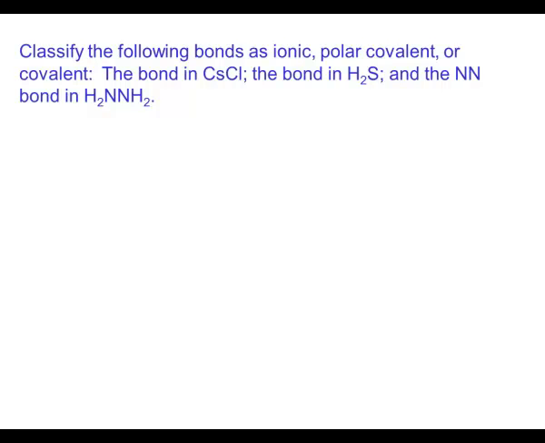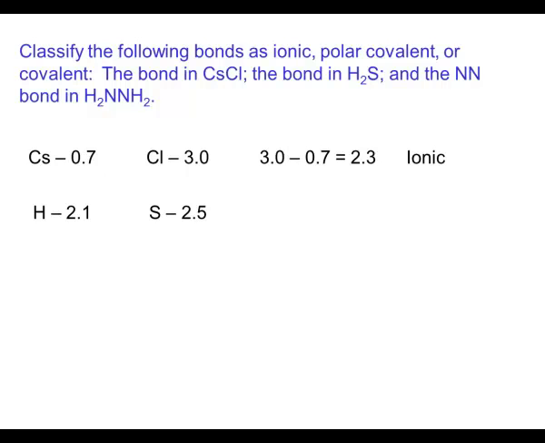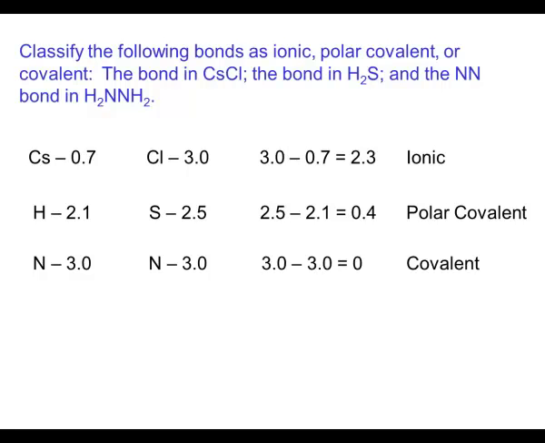Classify the following bonds as ionic, polar covalent, or covalent: the bond in cesium chloride, the bond in hydrogen sulfide, and the N-N bond in hydrazine. Looking up the values for cesium, 0.7, chlorine, 3, the difference is 2.3, the bond is ionic. Hydrogen is 2.1, sulfur is 2.5, the difference is 0.4, polar covalent. Nitrogen is 3, the difference is 0, the bond is covalent.